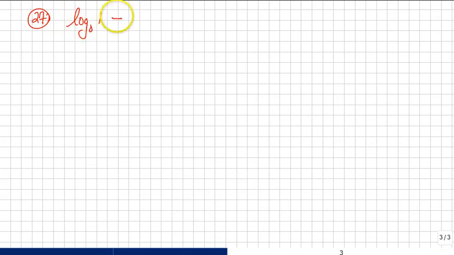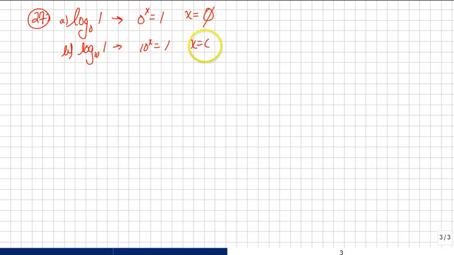What this means, the meaning of logs, is 0 to what power equals 1? Well, unfortunately, that's undefined, so the answer is no solution. That's part A. Part B, the log of 1 base 10 means 10 to what power equals 1. We should know by now that any number raised to the 0 power is 1, so x equals 0.